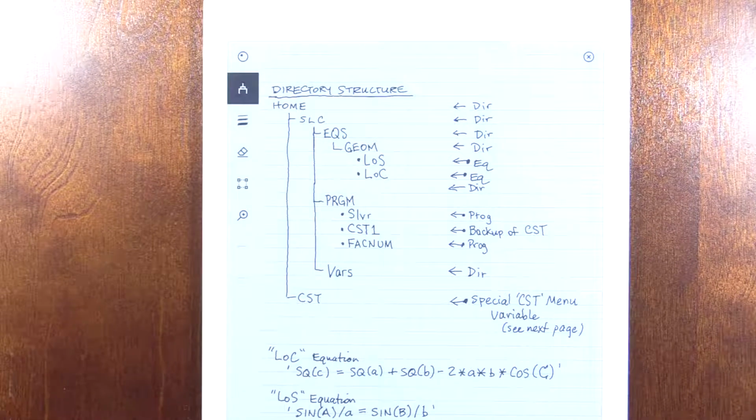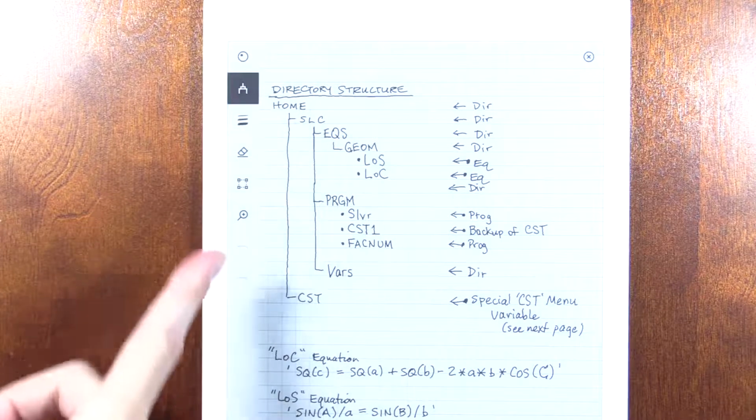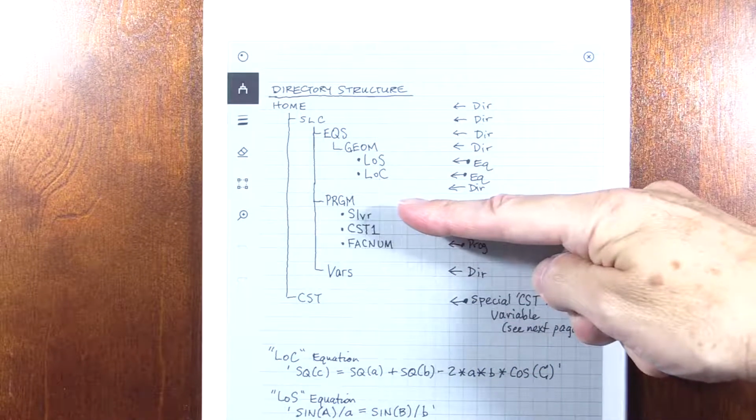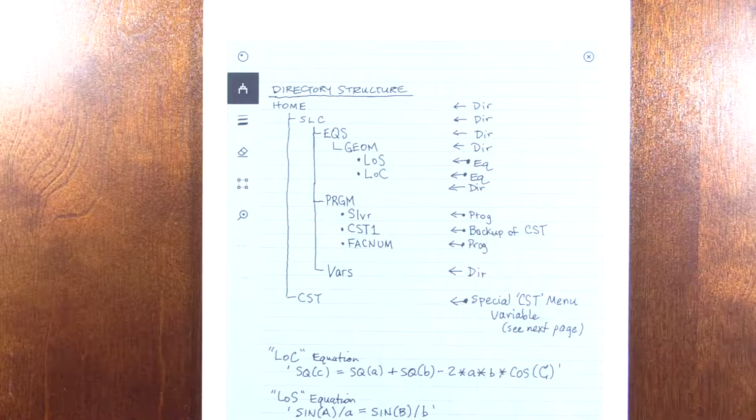All right, I thought it might be helpful also to just show it to you this way. I have a little diagram here: home, and then off of home you have SLC and CST. And then under SLC we have our equations, program, and VARS.